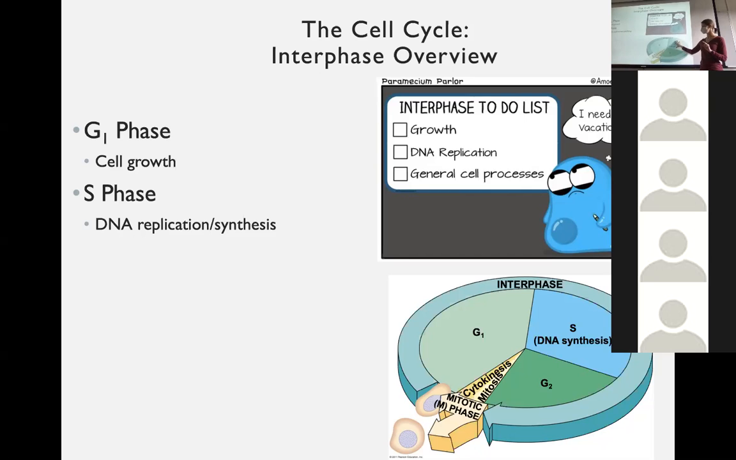So the DNA synthesis stage is where it copies the DNA. So now at the end of the S stage, there's 2 copies of DNA in the cell, 2 exact, ideally exact copies of the DNA. So it's the exact same.